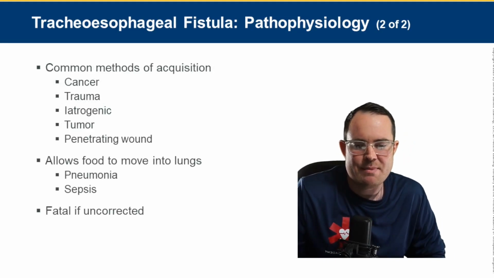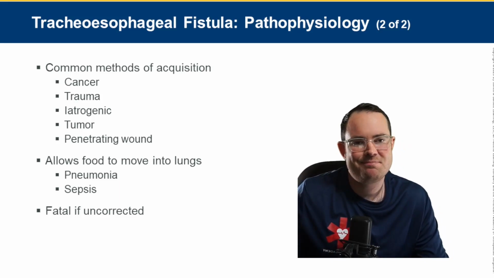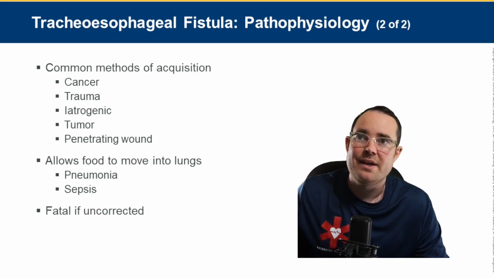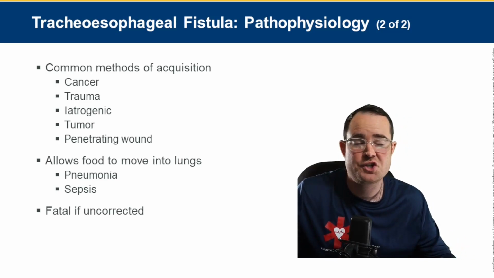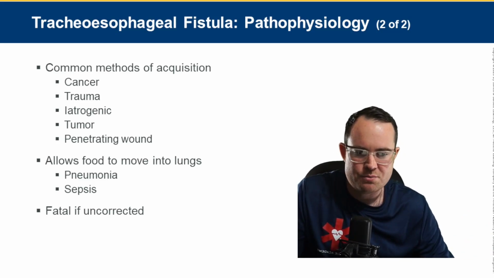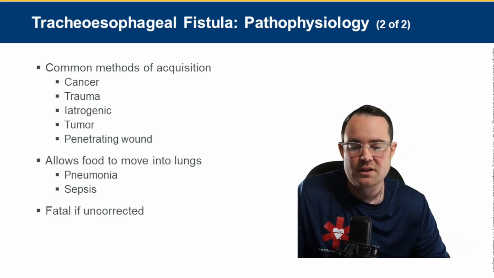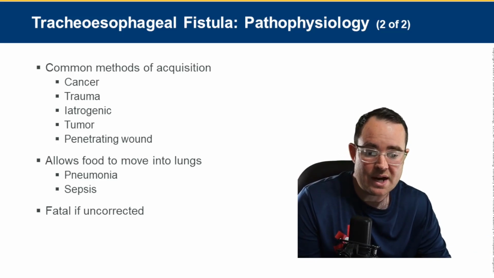Now, it says methods of acquisition. So this is how it happened. Some of them, believe it or not, it can be congenital. I just got to say that some people are born with this. It can be a death sentence. So understand that if there is a tracheoesophageal fistula, there needs to be surgery, right? But cancer, trauma, right? Tumors, penetrating wounds. We already said that it could be genetic. But if food moves into the lungs, obviously pneumonia, sepsis is going to be an issue. These people can die from that.